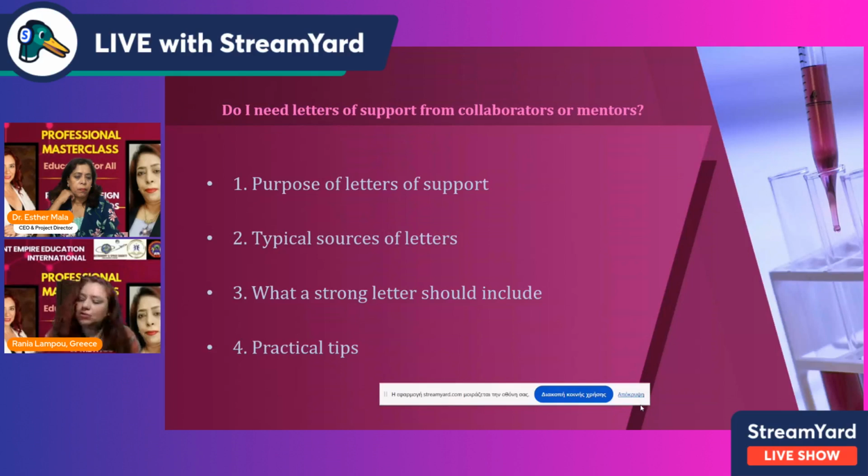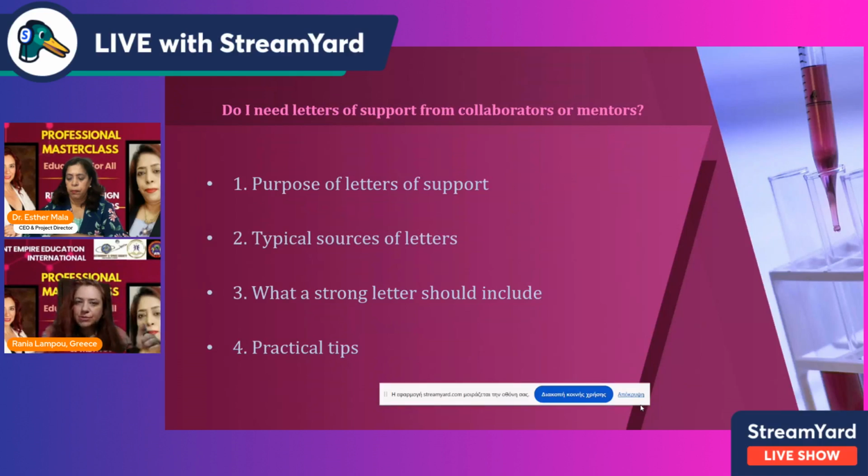What are the typical sources of letters? For example, collaborators or co-investigators must confirm what their roles and responsibilities in the project are. Mentors or advisors, especially for early career researchers or postdocs, the letters can highlight your capability and readiness to lead the project. If we talk about partner institutions, then you need to confirm provision of facilities, equipment, or other in-kind support.